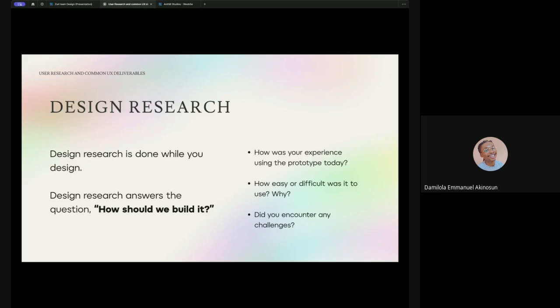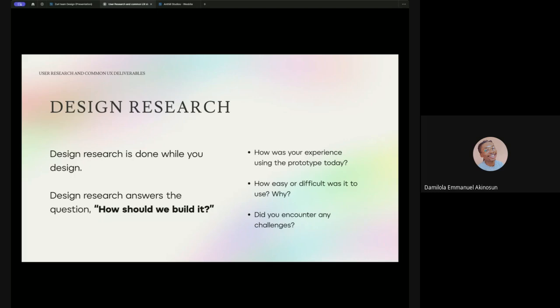The first one we talked about, which is the foundation research, said, what should we build? Right? That's foundation. Now that we've identified what to build, design research is asking the question, how should we build it? And if you look at the kind of questions that come with design research, it's going to make things a bit clearer. So questions like, how was the experience using the prototype? Right? How easy was it to use, and why was it easy for you?